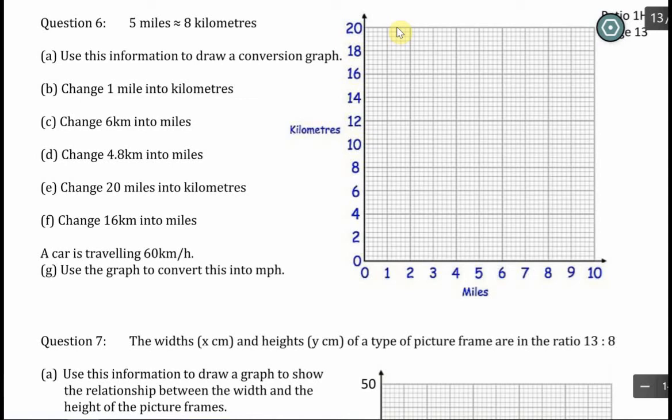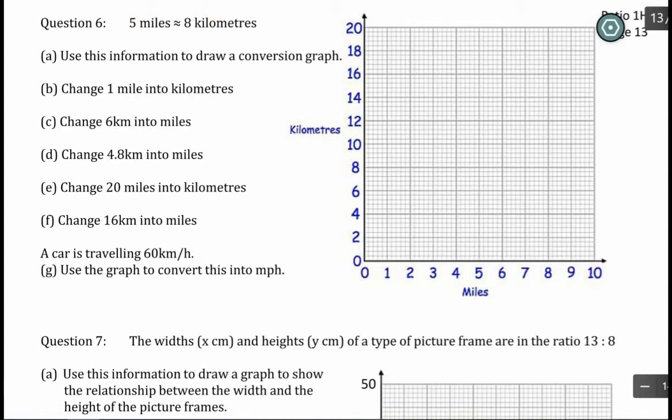Okay, let's carry on with the conversion graphs on page 13. So this first one is a conversion between miles and kilometers, and this approximate conversion is about right. It's not exact, but it gives a pretty good conversion, and it's a good one to remember as well, just for sort of life skills. 5 miles is roughly 8 kilometers.